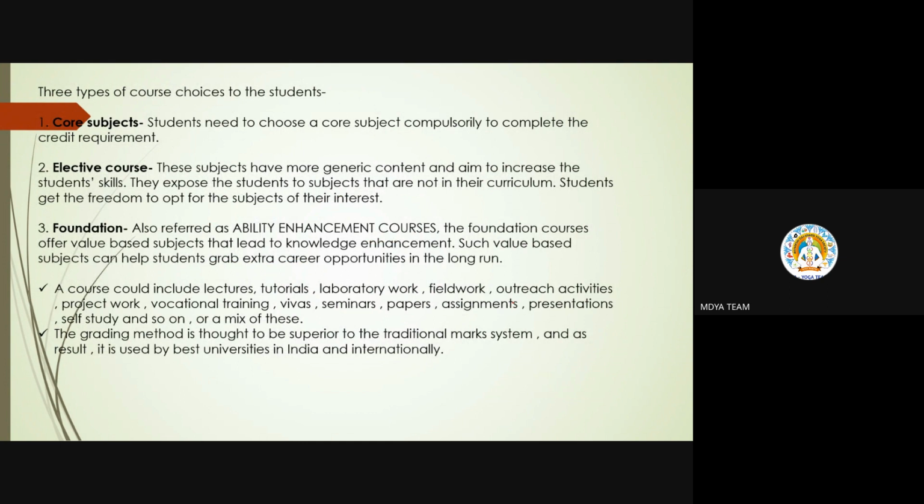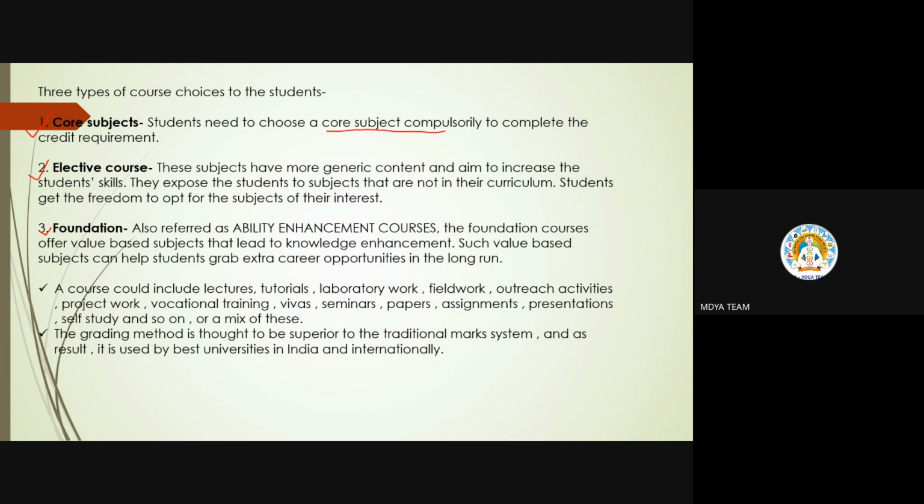Three types of course choice are there for students. First is the core subject. Second is the elective. And third is the foundation subject. Core subject is what? Students need to choose a core subject compulsorily. You can't elect it. Like if you are a BTech student, there are certain core subjects that you have to study in your BTech.